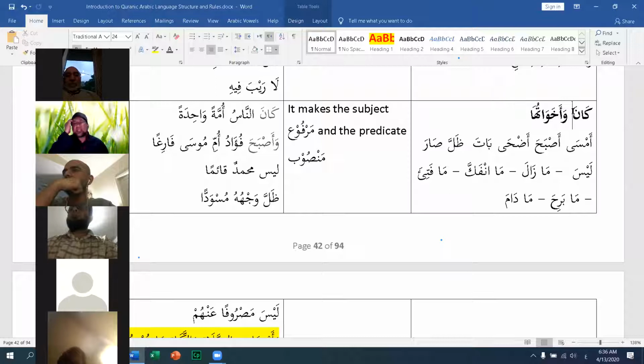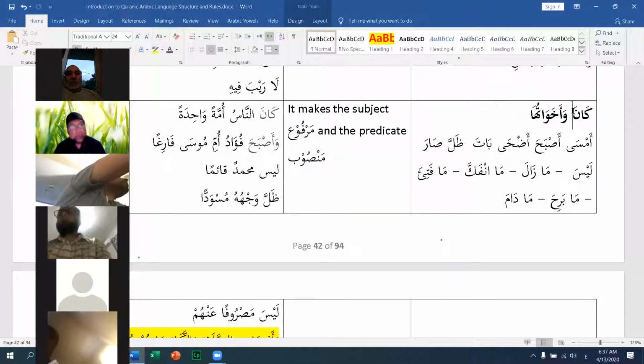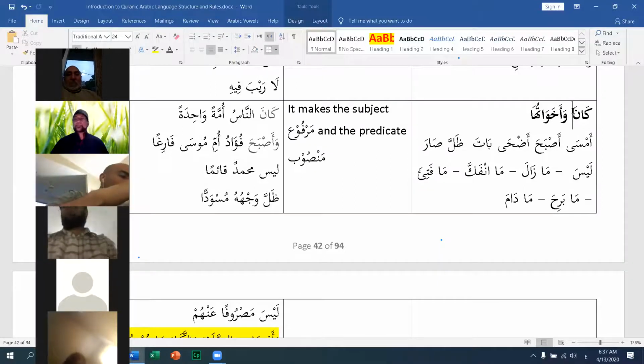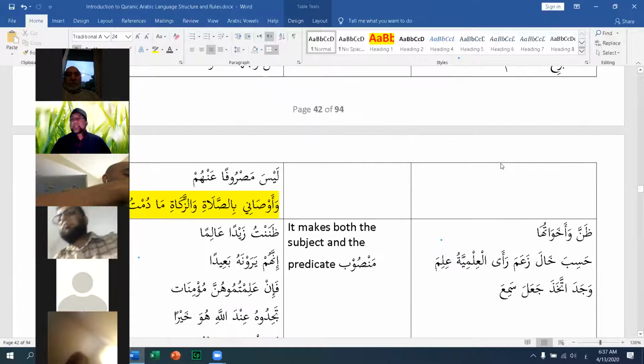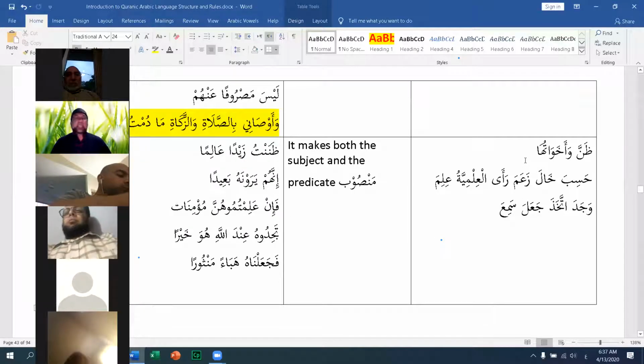I'm actually scanning in my head the Quran. You cannot find an example. I'll search of kana being used as a complete verb. It's used as an incomplete verb. It is still a verb. Kana is still a verb, but it's not a complete verb. It's an incomplete verb. What do we mean incomplete? There is no fa'il. There is a mubtada and there's a khabar. Anyway, let's go to the third category.